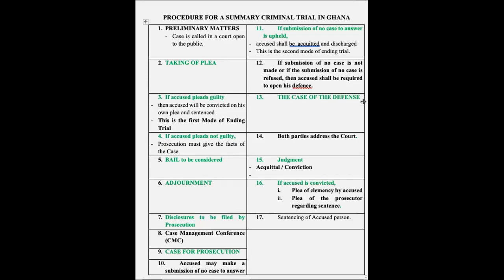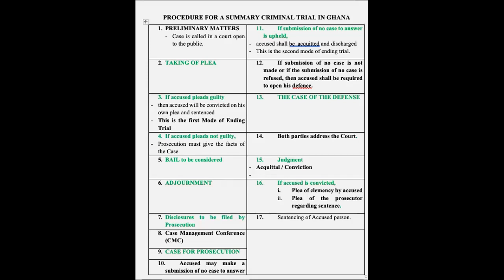After calling all their witnesses, it means that the prosecution, after opening their case, will have to now close their case. So for the case for the prosecution, they call their witnesses. Usually the last witness they will call will be the investigator. After the investigator, the prosecution will have to close their case.